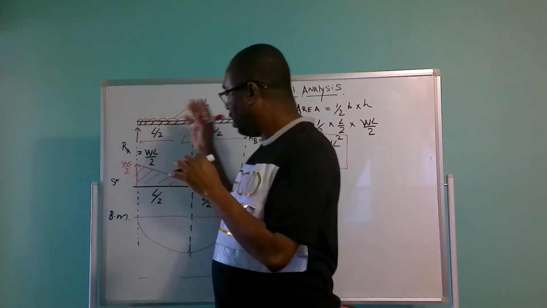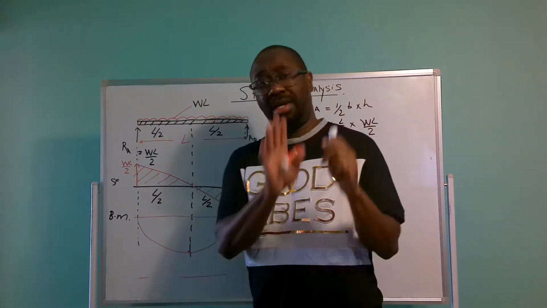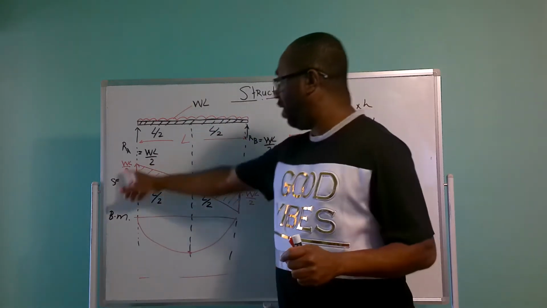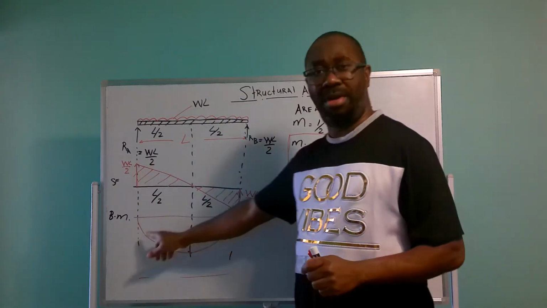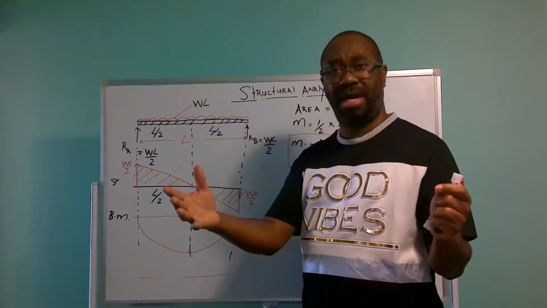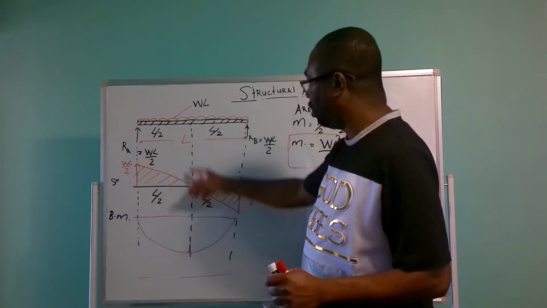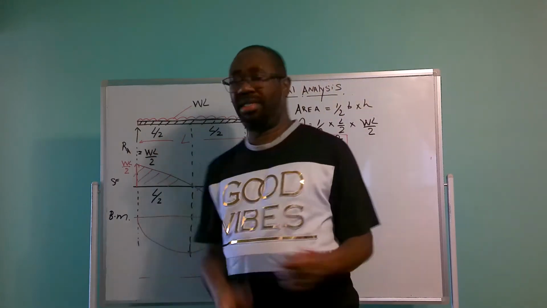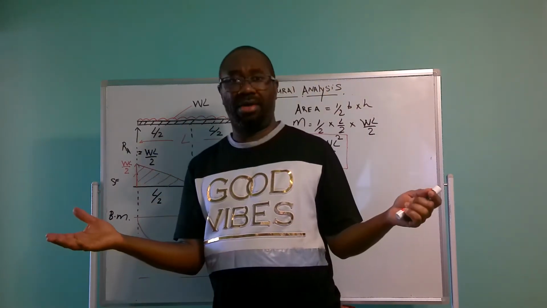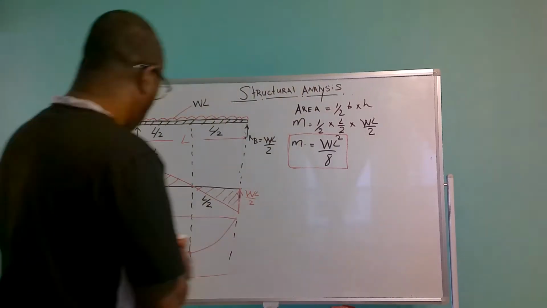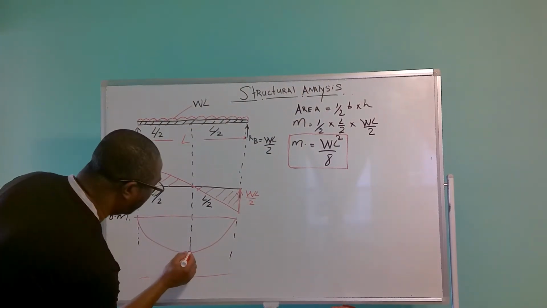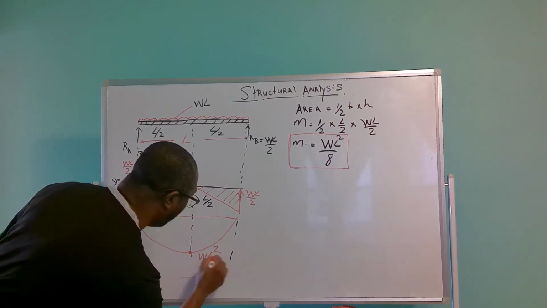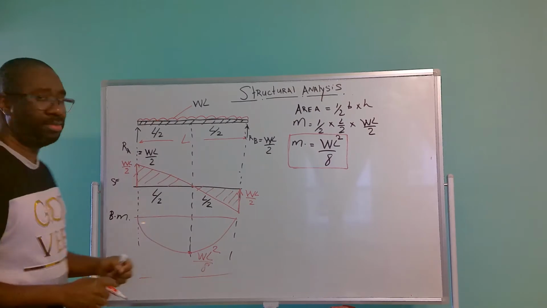In an exam, as in when I was doing my exam, when you find the area, you do not need to plot the bending moment diagram, because you want to save time. So you quickly calculate your bending moment, WL squared over 8, and you can plug it in your formula to calculate your area of steel. So the bending moment here, which is the maximum, is going to be equal to WL squared over 8.